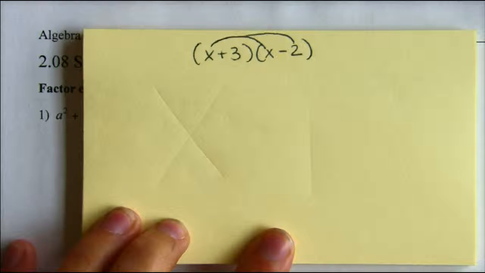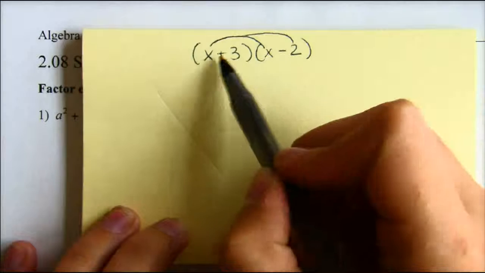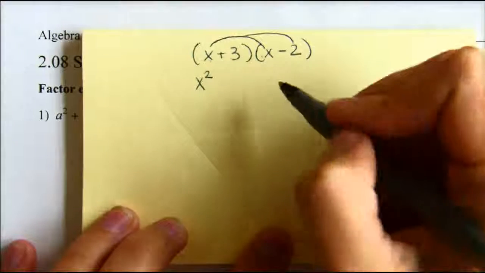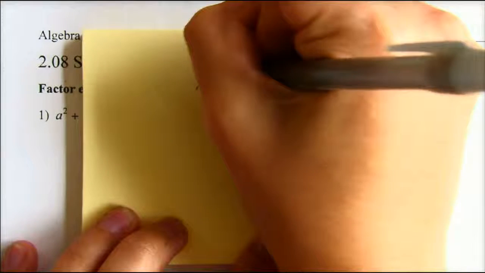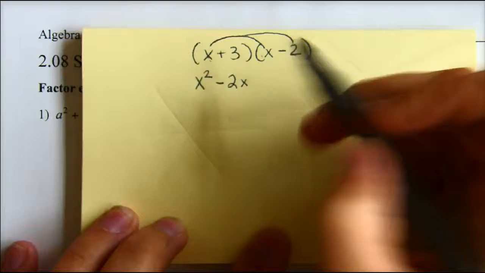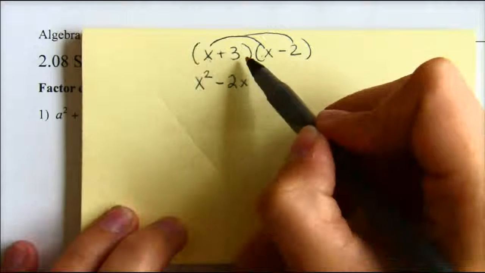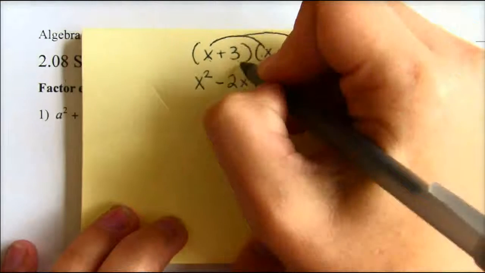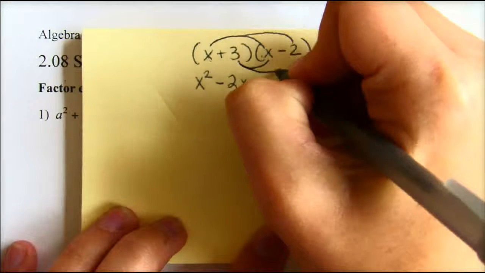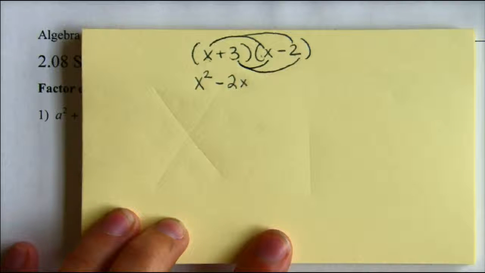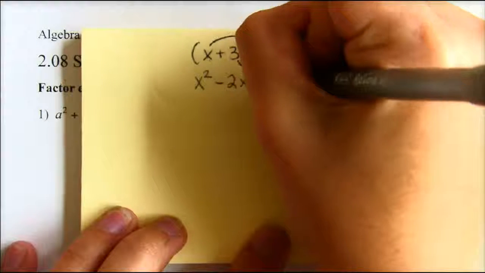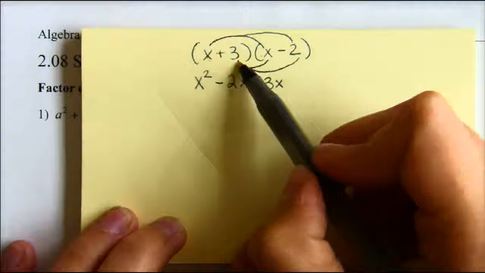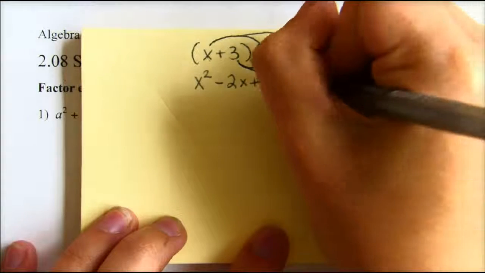So we went over this a couple weeks ago, but just as a quick reminder, I would take x times x to get an x squared. Then I'll take x times a negative 2 to get a negative 2x. Now that I've distributed that x, I'm done with it. I'm going to distribute this positive 3. So next I would distribute the positive 3 to both of those terms inside of the second set of parentheses. 3 times x would give me a positive 3x. And 3 times a negative 2 would give me a negative 6.